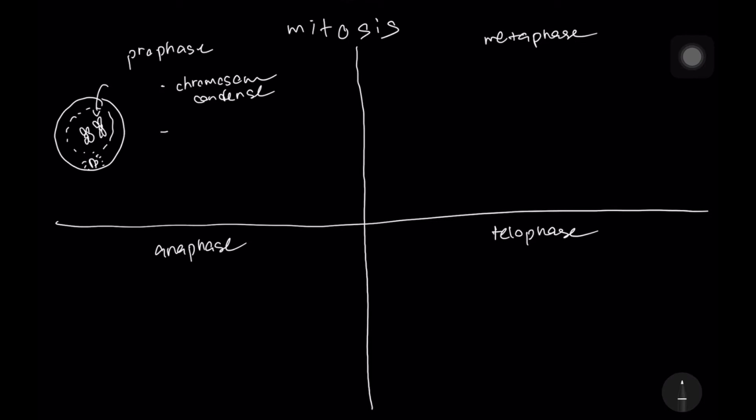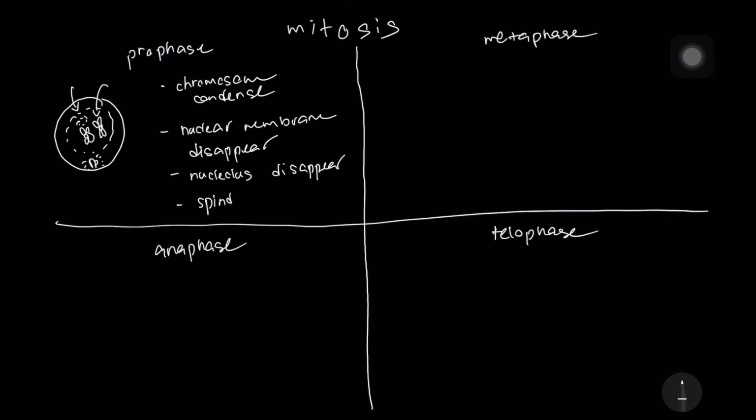And the second point is the nuclear membrane will disappear. As we can see, we draw some dotted lines, and the nucleus will also disappear. Okay, I forgot to draw it. Here is the nucleus, the small dots here. And the fourth one is the spindle fibers. The spindle fibers will form. At the start it was aster, and after that you will form the spindle fibers.